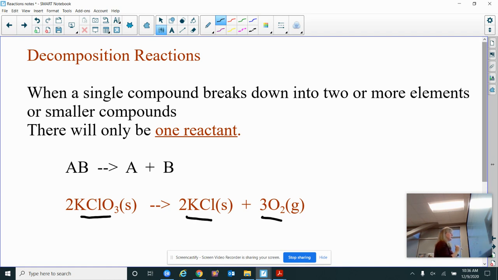Okay, so an element will not be able to break down into something else. It's going to be a compound, but you'll have one reactant breaking apart. That's decomposition.